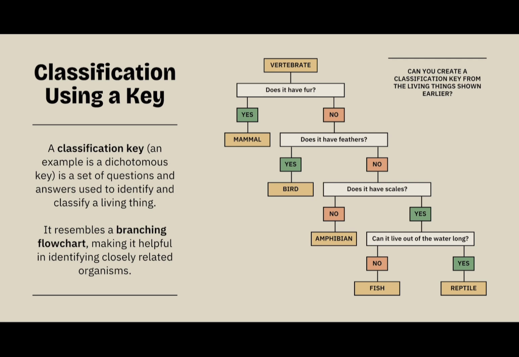Classification using a key. A classification key, for example a dichotomous key, is a set of questions and answers used to identify and classify a living thing. It resembles a branching flowchart, making it useful in identifying closely related organisms.